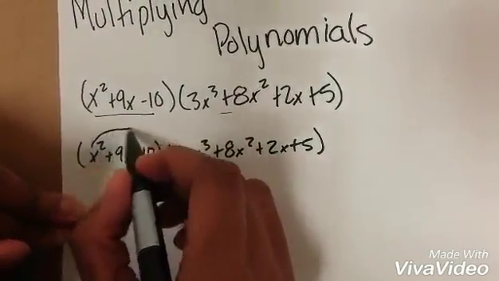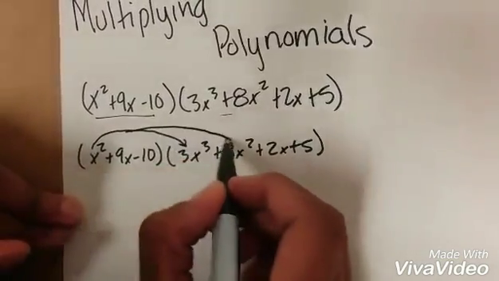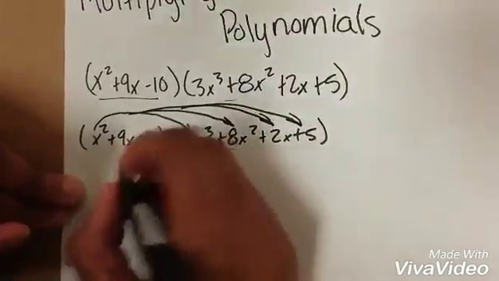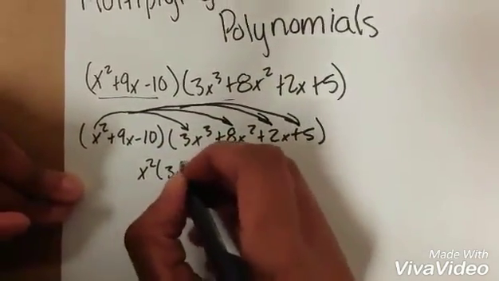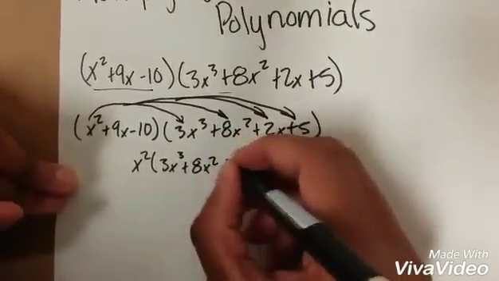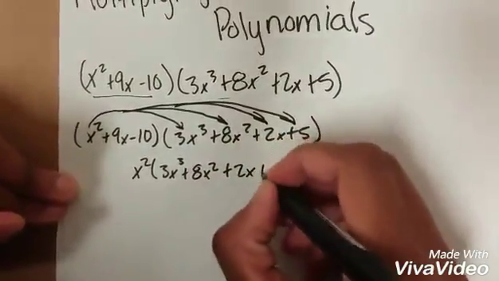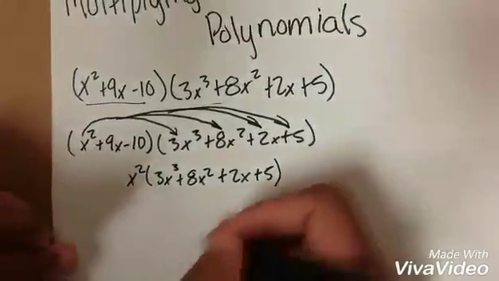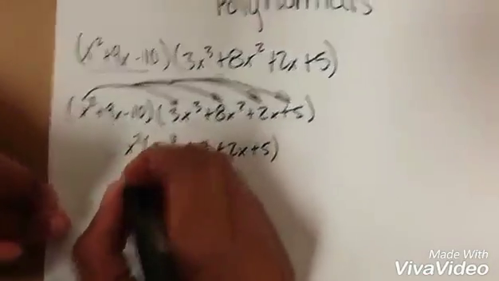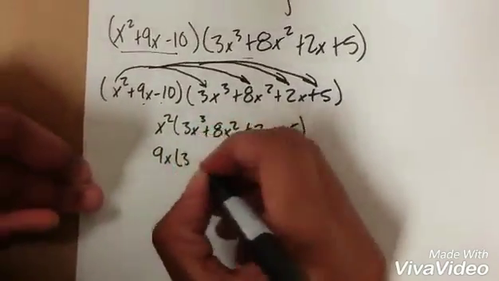Distribute the x squared. x squared times 3x cubed plus 8x squared plus 2x plus 5. Then you're going to do that with the 9x and the negative 10, and you get 9x.